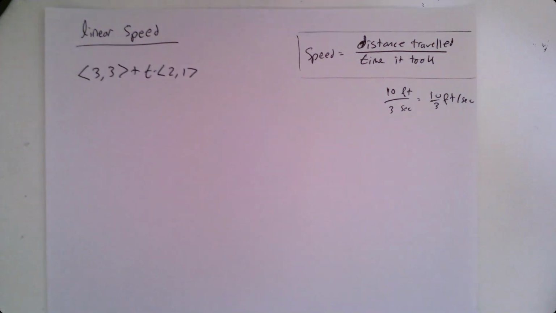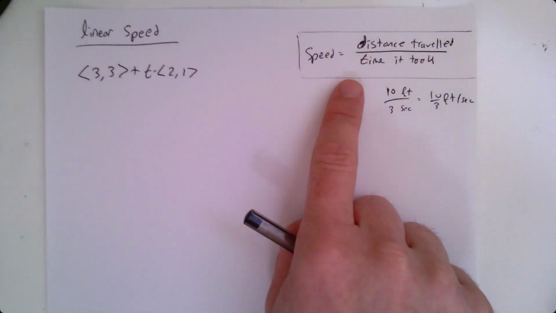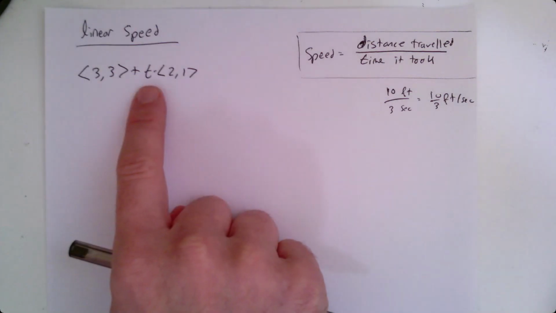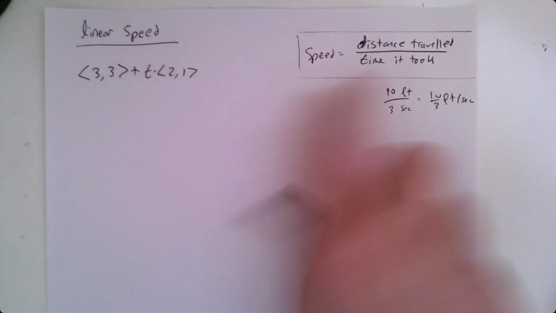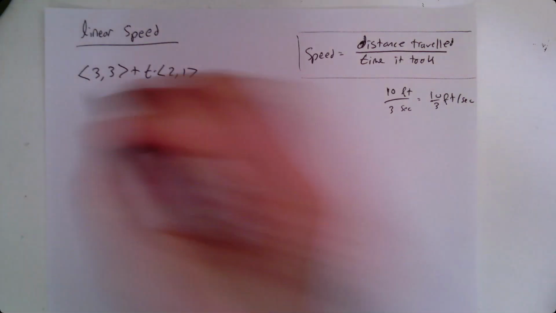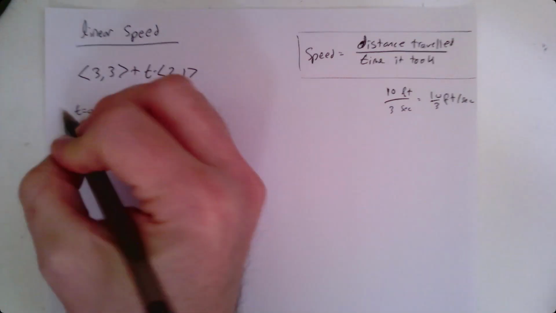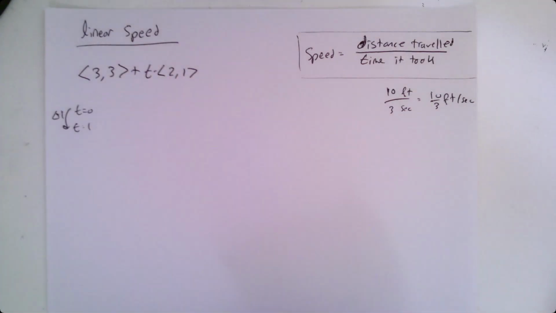Okay, let's think how that applies to vectors. Let's say this vector determines my movement. There's a lot of numbers here, so let's not guess at what numbers are relevant. Let's go back to the definition. I'm at a particular location at a certain time, and then later on, I'm at a different location. So let's look at two different times and think about what distance I traveled and how long it took. So let's think about time equals 0 and time equals 1, for example. That would be a change in 1 second.